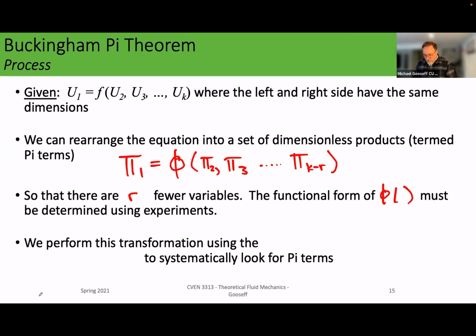We perform this transformation by using what we call the method of repeating variables.